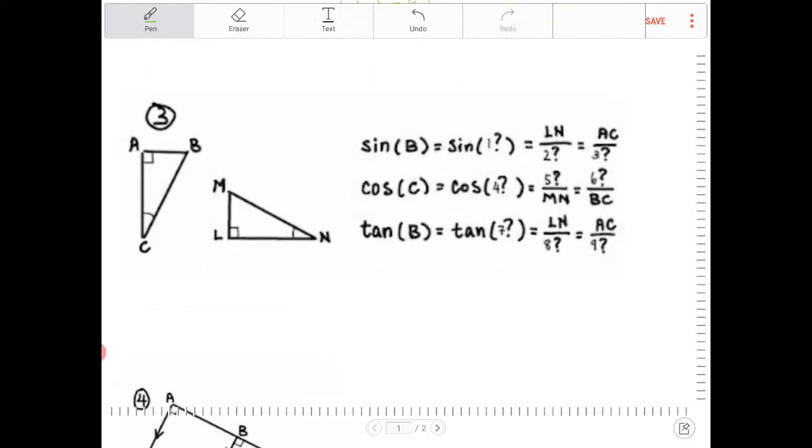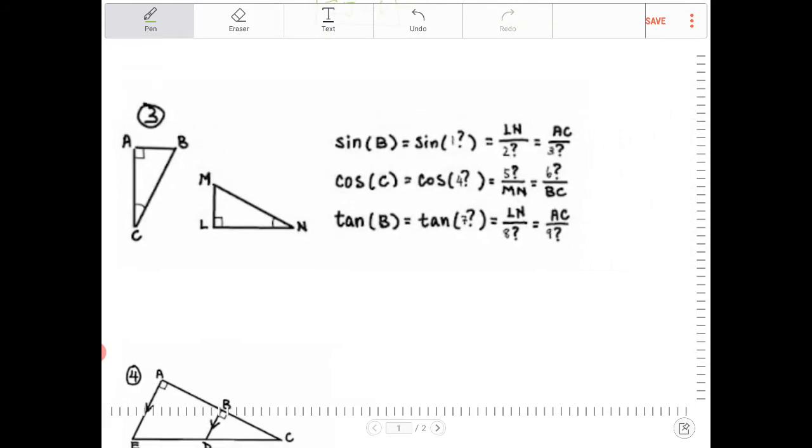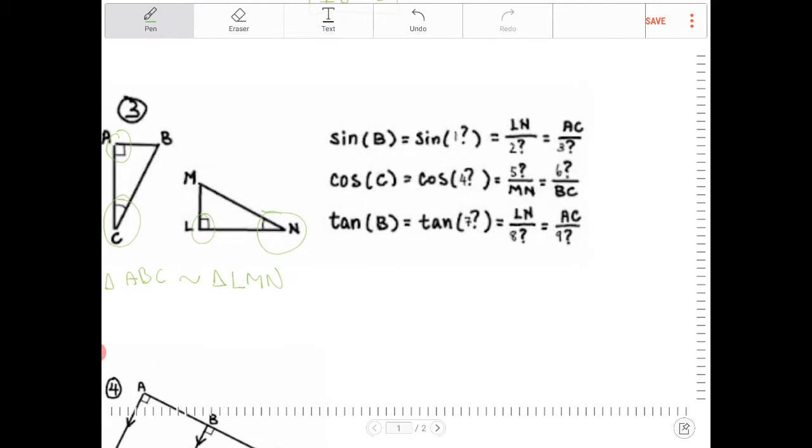Alright, moving on. Alright, so very similar to question number 1, and that is you're presented with two similar right triangles, because I see here N and C are congruent, A and L are congruent. So again, ABC is similar to triangle LMN. And you're asked to find out what are the following things.